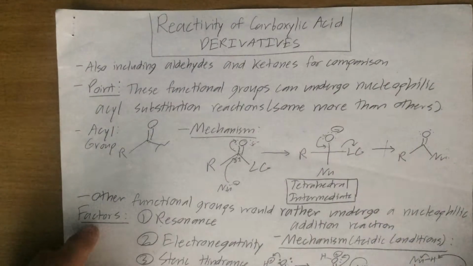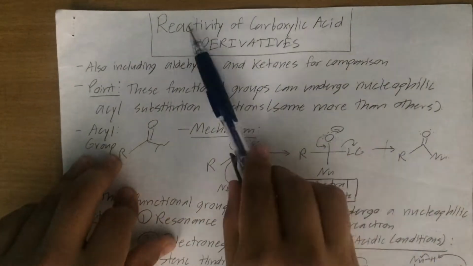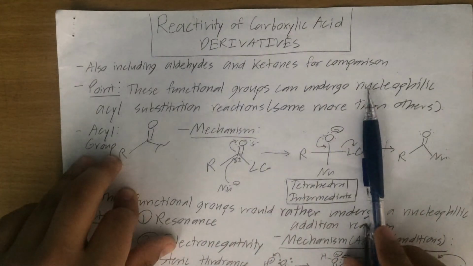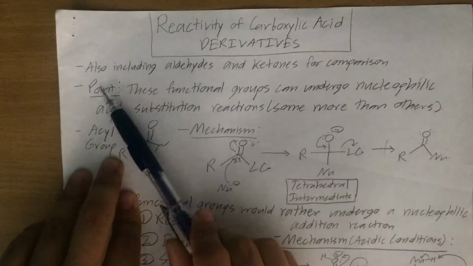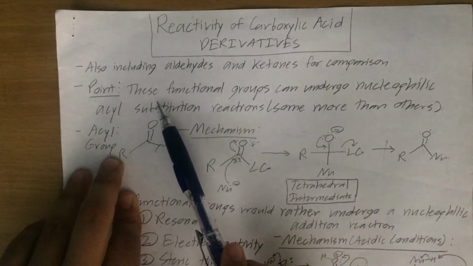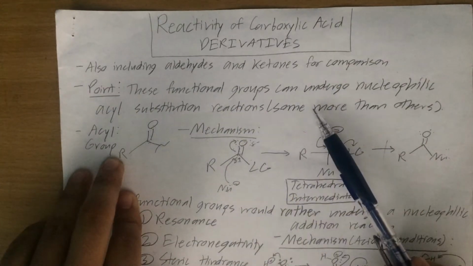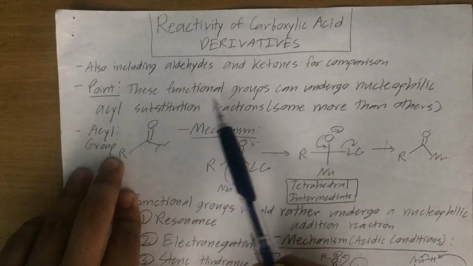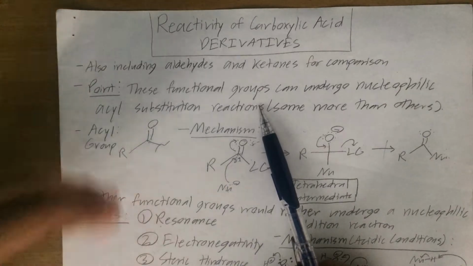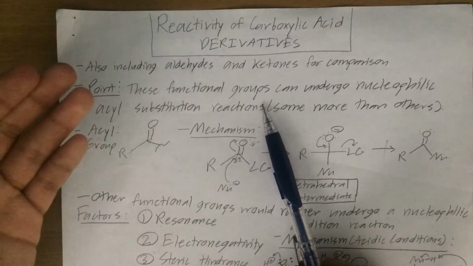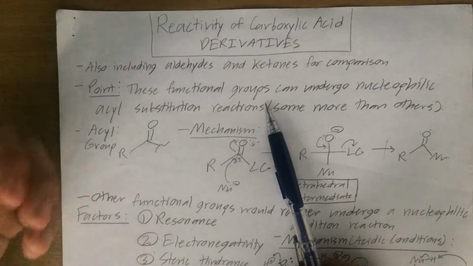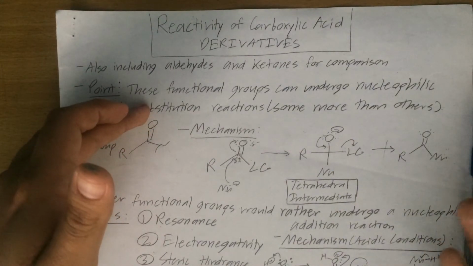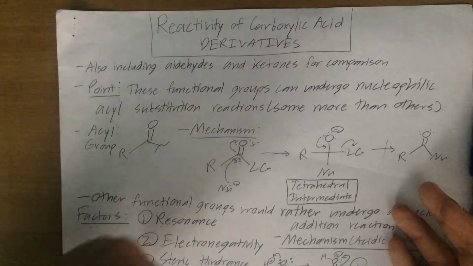Okay everybody, so in this video we're going to be talking about the reactivity of carboxylic acid derivatives, with aldehydes and ketones also included for comparison. One main point that you should keep in mind is that carboxylic acid derivatives can undergo a type of reaction known as a nucleophilic acyl substitution reaction. For one particular carboxylic acid derivative, it's easier to undergo this type of reaction compared to another. We're going to look into that in a little bit.